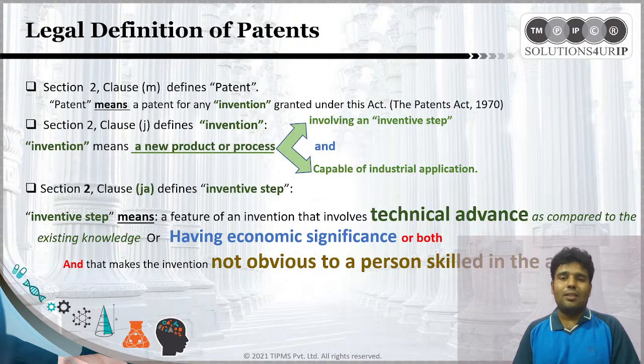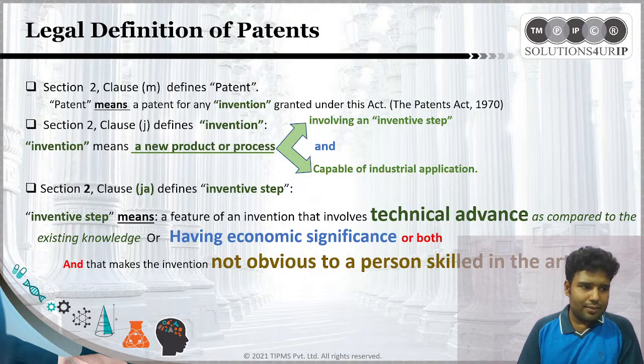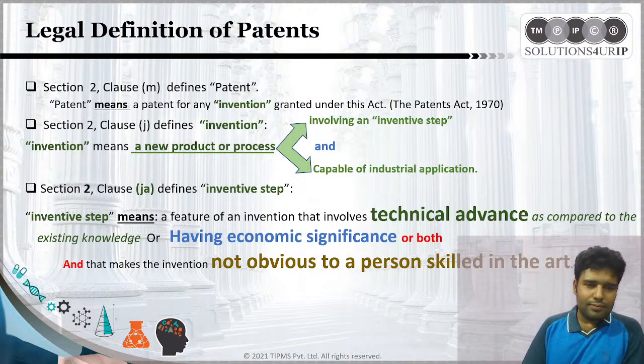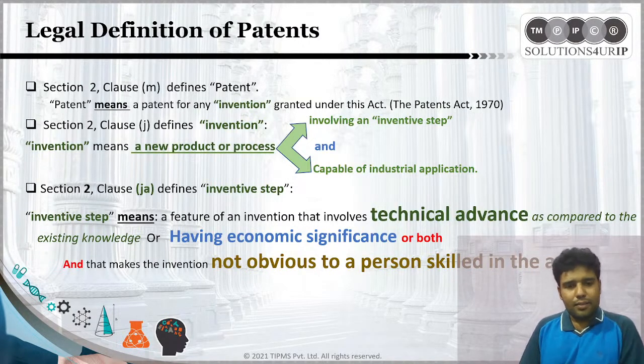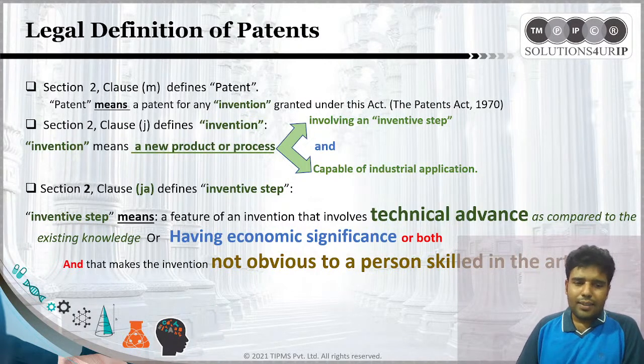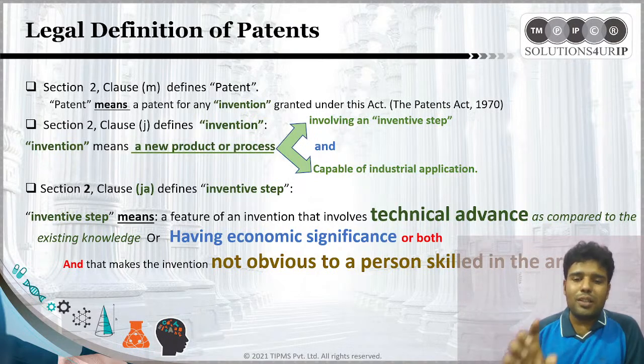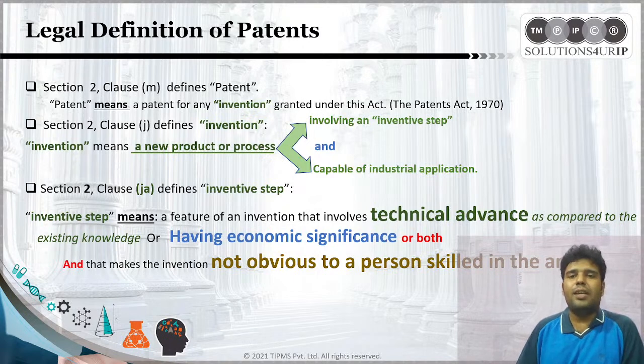your invention should have some surprising nature. That means you must write the surprising nature exactly as it is written in the section, in the manner of: not obvious to a person skilled in the art.